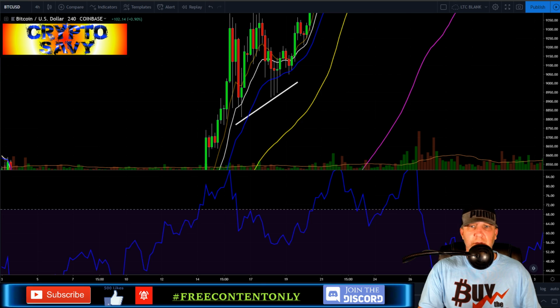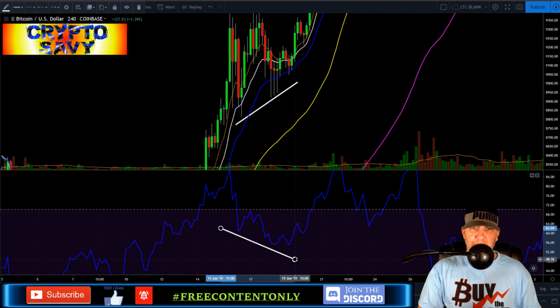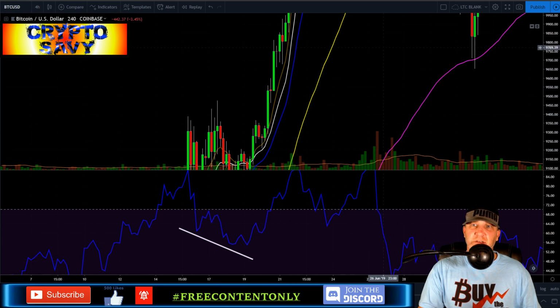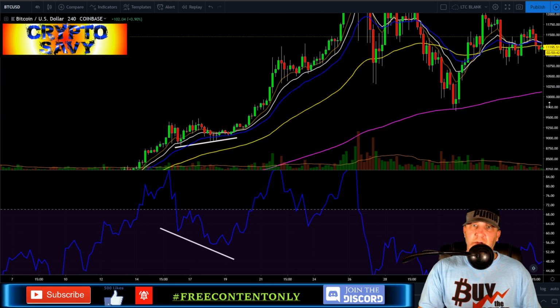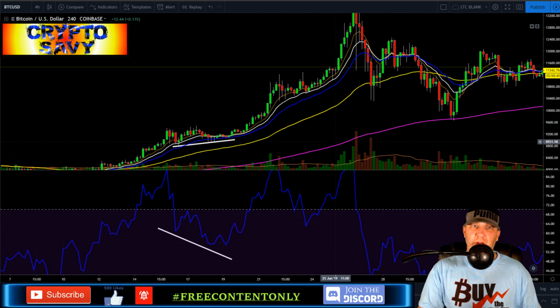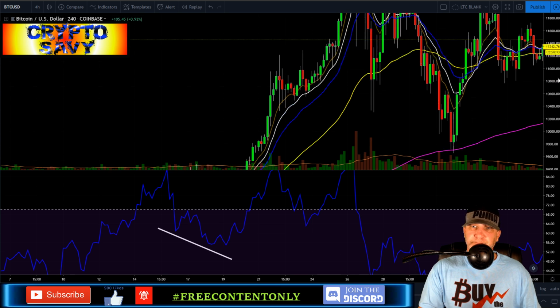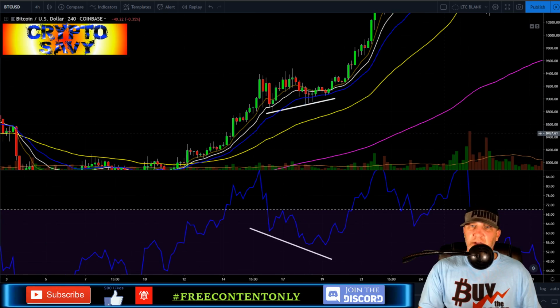Oops. So this is the hidden bullish divergence right there. Lower lows in the RSI, higher lows in the price, and you can see what happened after that. And that was one hell of a move. Yeah, that went all the way from 8,900 all the way to our 13.8. So yeah, that's hidden bullish divergence.